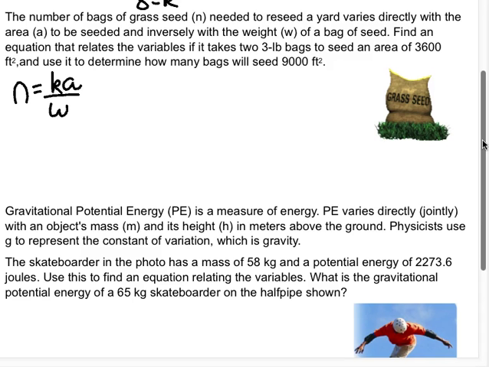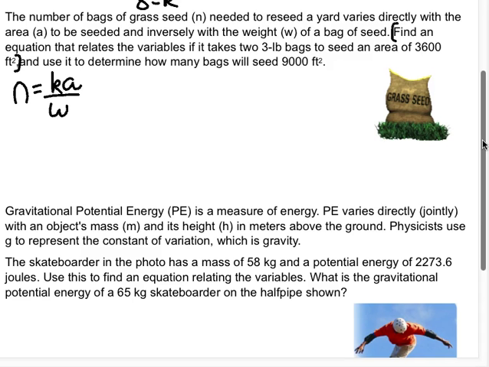All right, so there I have my formula, okay? But I need to know what K is. I can't use it unless I know K. Well, that is what the rest of this is for.